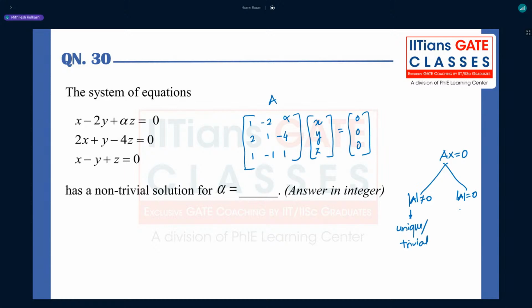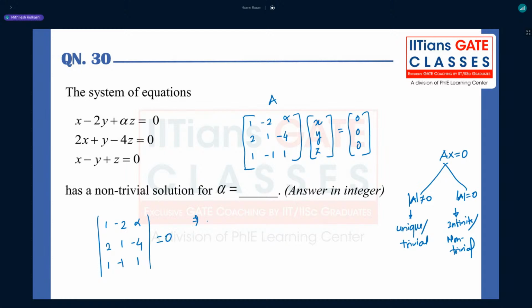And if its determinant is equal to 0, you will get an infinite number of solutions, or non-trivial solutions. So in this case, the determinant has to be equal to 0, and let's do that in order to get the alpha value. 1, minus 2, alpha; 2, 1, minus 4; 1, minus 1, and 1. Take the determinant and equate it to 0.